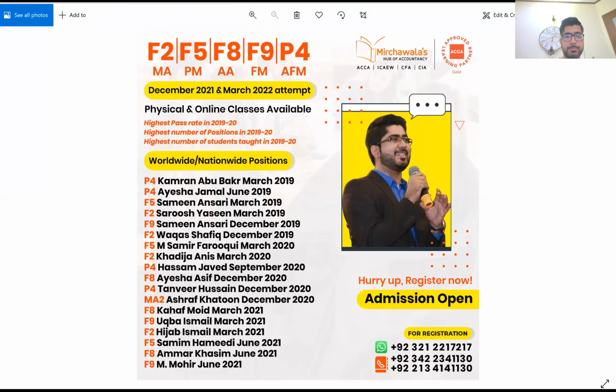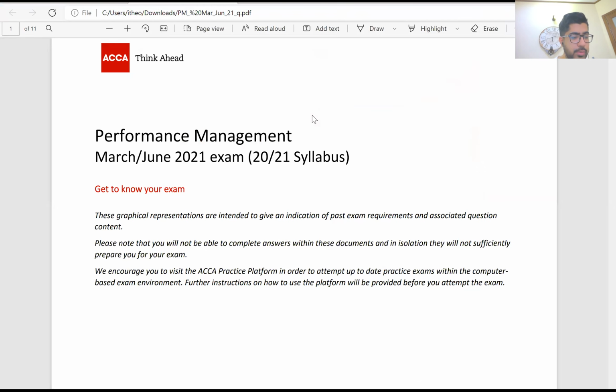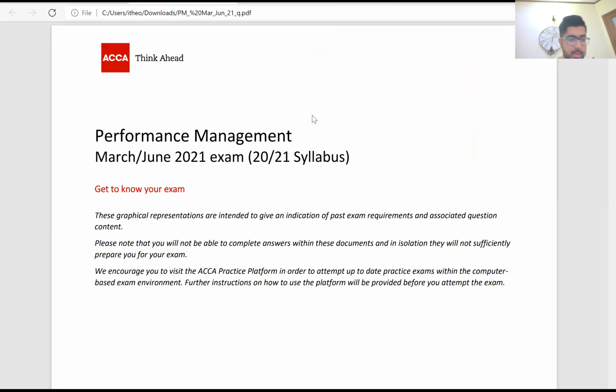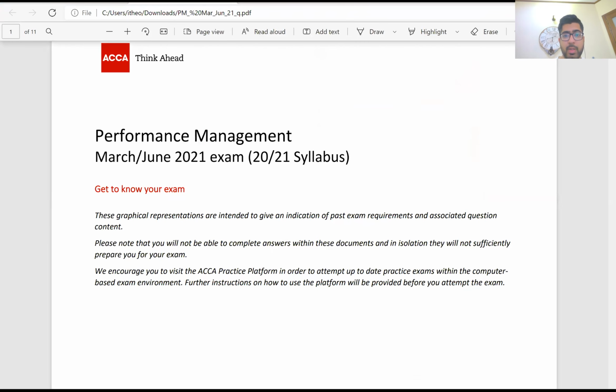So what I'm going to do is, as per my expectation, sometimes the questions in the exam are of a tricky nature. I will solve two past paper questions with you in this class, so that you get a fair idea of how things work. According to me, these questions prove to be technical for the students. The first question we are going to attempt is the Performance Management March-June 2021 exam.